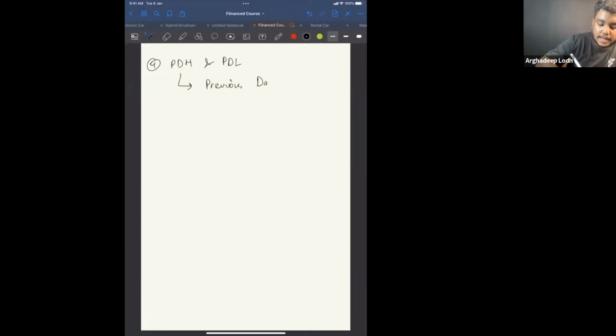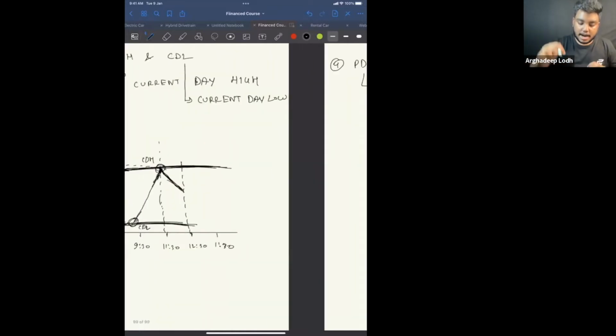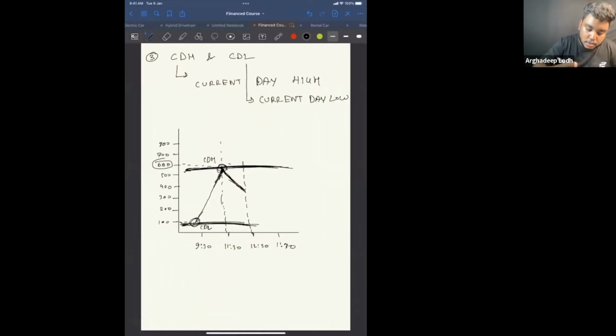Previous day high and previous day low. PDH and PDL, previous day high and previous day low, is absolutely same to current day high and current day low. बिल्कुल same. The only difference is in current day high and current day low, you are using today's price.